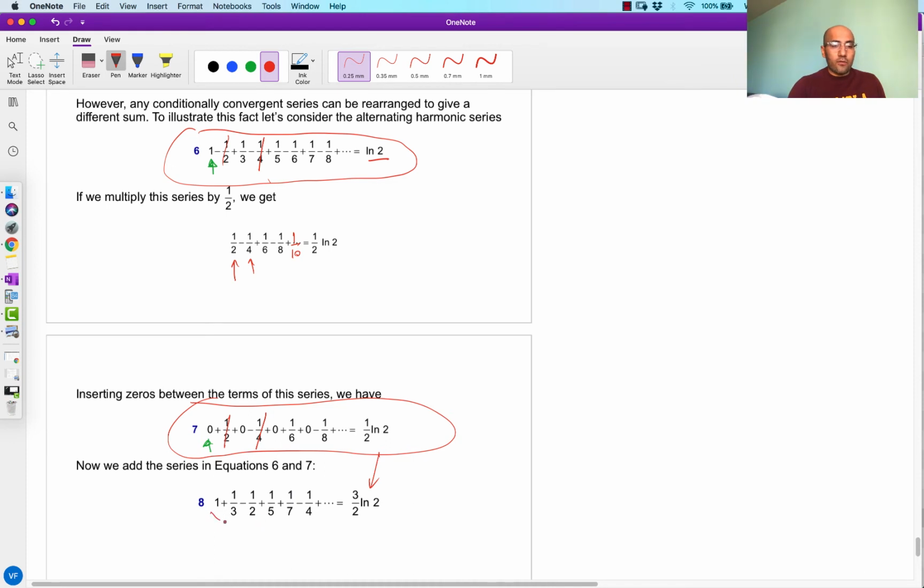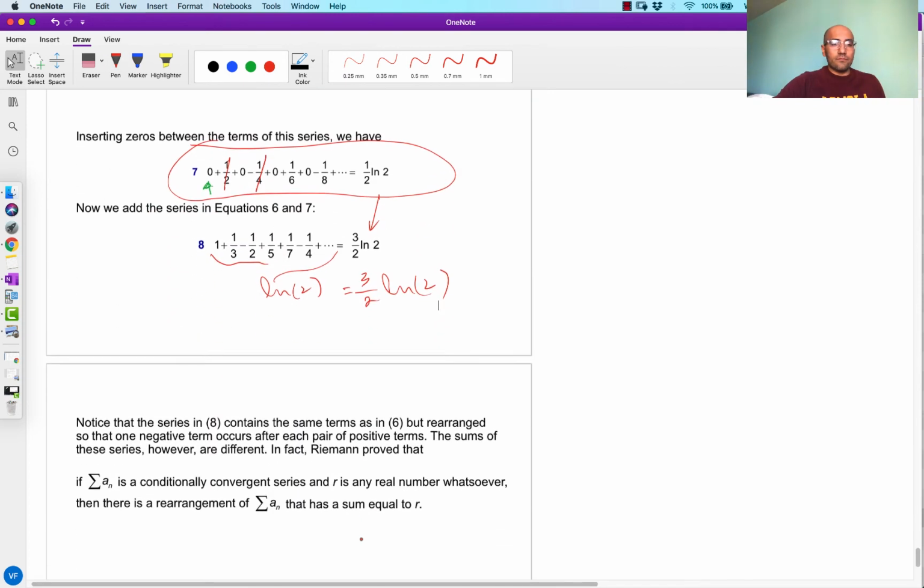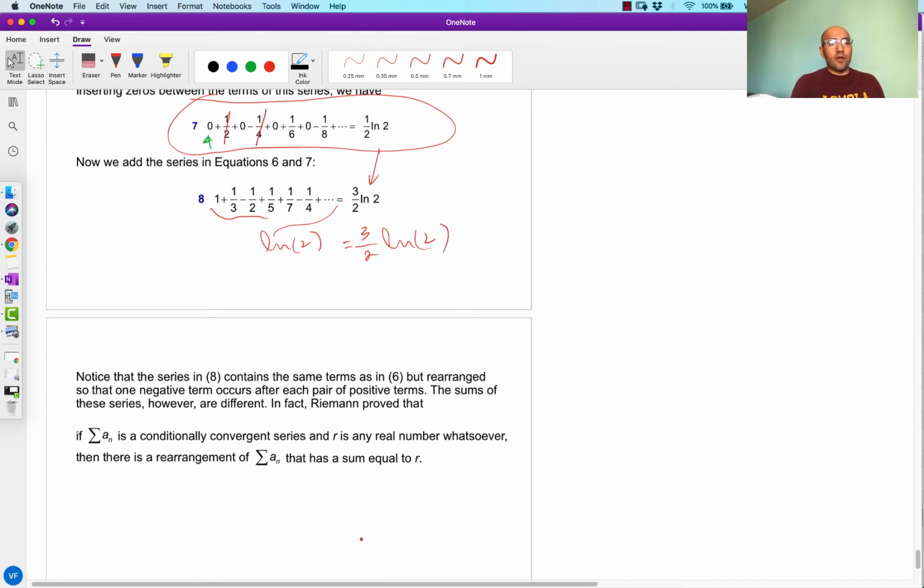And so therefore, we've established that the left-hand side must be equal to ln of 2, which is silly because we just established that it was equal to 3/2 ln of 2. Right? But the rearrangements on the one negative term occur for each pair of opposite terms. The sums of the series, however, are different. In fact, Riemann proves that if we have a conditionally convergent series and R is any real number whatsoever, then there is a rearrangement of the series that has a sum equal to R.